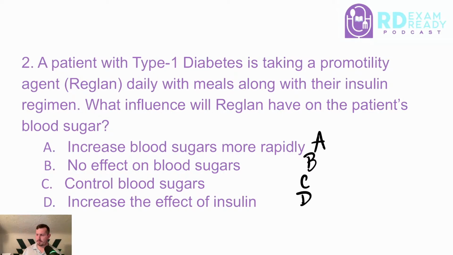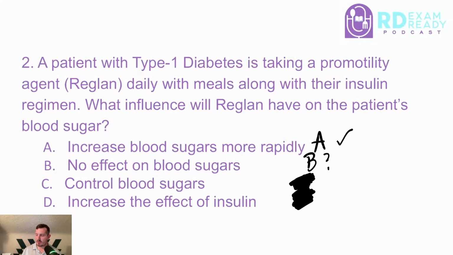B, no effect on blood sugars. Okay. I'm going to put a little question mark by that one. C, control blood sugars. I don't think that's the goal of what Reglan really does. I don't think it controls blood sugars. Rather, I think it's going to cause some variations in it. D, increase the effect of insulin. Well, no, it doesn't increase the effect of the drug. That's not what it does in this case.